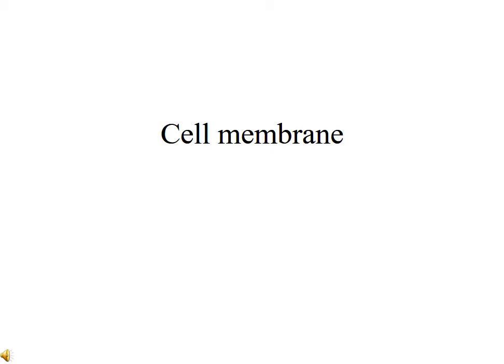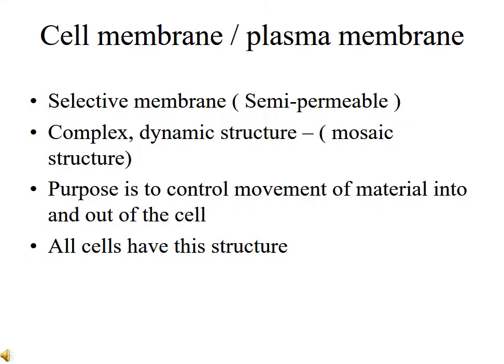The cell membrane is a vital component of the cell. The cell membrane, often referred to as a plasma membrane, is a selective membrane in that it allows certain material to go through and certain material not to go through. It's a complex dynamic structure with a purpose to control movement of substances into and out of the cell. It is important to note that all cells have this structure, be they animal cells, plant cells, bacteria, and so on.